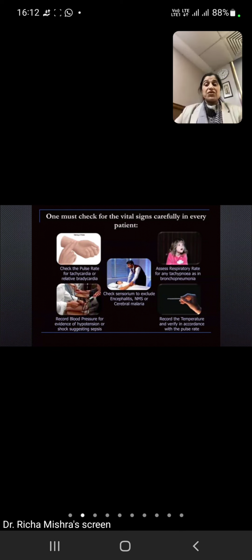We record the temperature. We check the blood pressure. If the infection is severe, the BP drops. If the patient becomes dull and drowsy, then either the infection has traveled to the brain, which causes encephalopathy, or we start looking for other causes, viral infection of the brain, which is called encephalitis, or it could be malaria traveling to the brain, cerebral malaria, or it could be meningitis. So we have to see what kind of clinical picture it is.